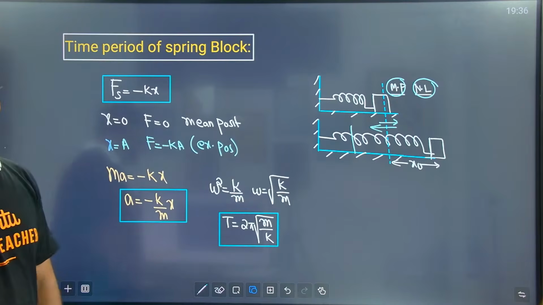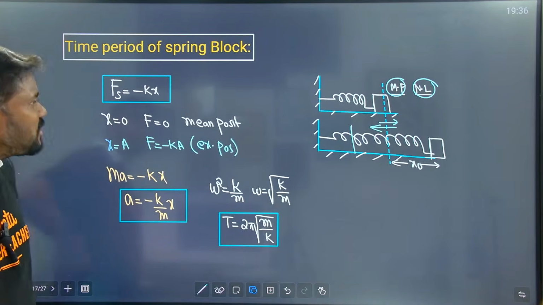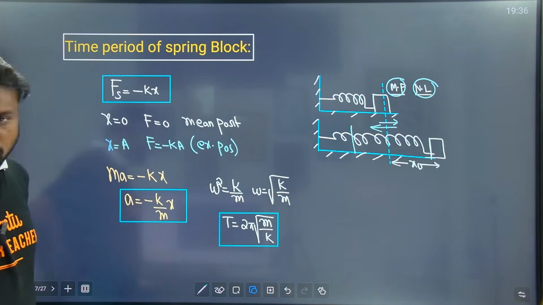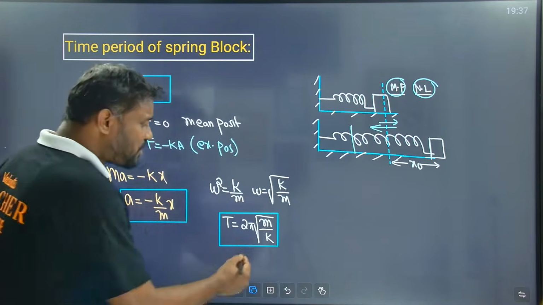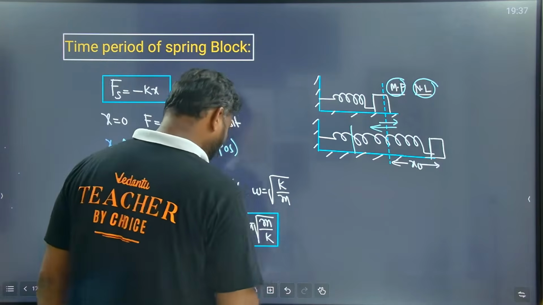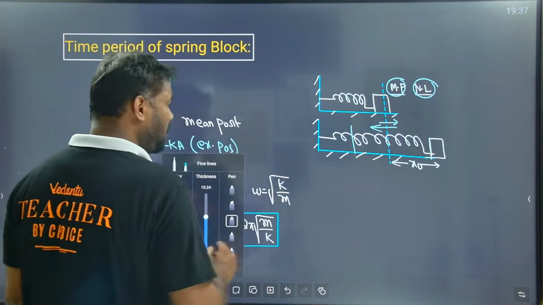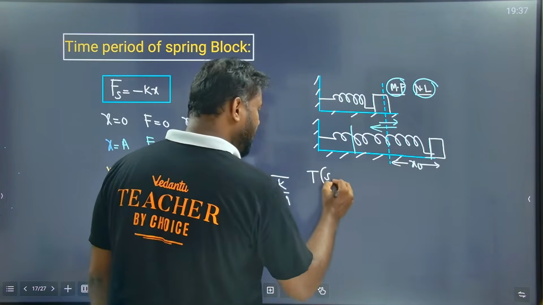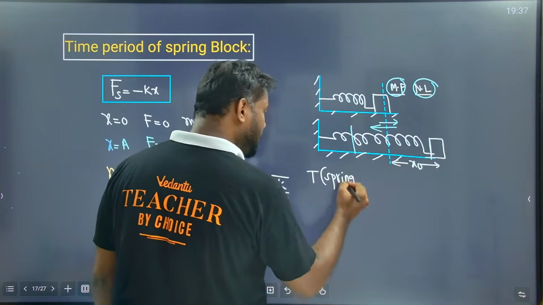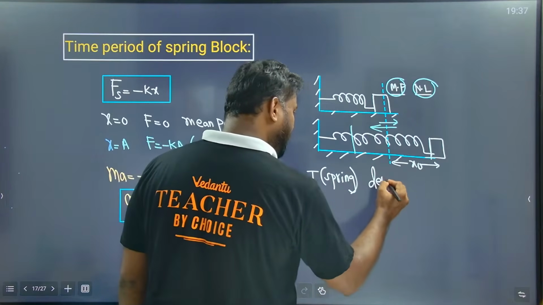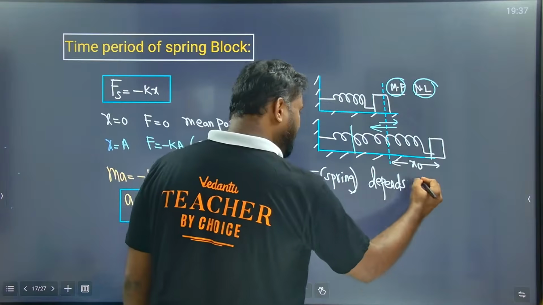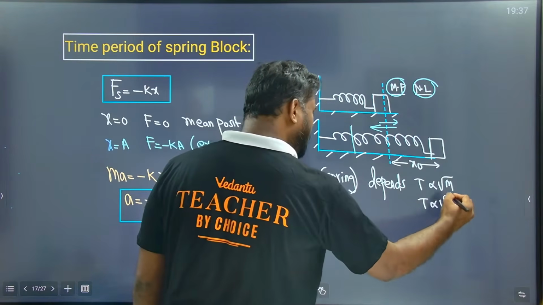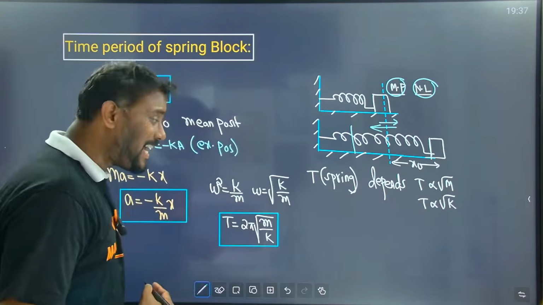So this is the time period of the spring, not acceleration. Time period of the spring is 2 pi root under m by k. Is it clear? So if we take the time period of the pendulum, the time period of the spring, independent of what? Mass, here it depends on mass. T is directly proportional to root m and T is inversely proportional to k. So independent of what? Acceleration due to gravity.